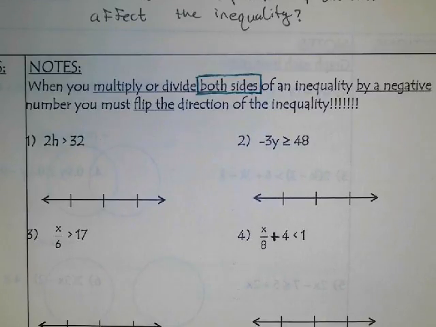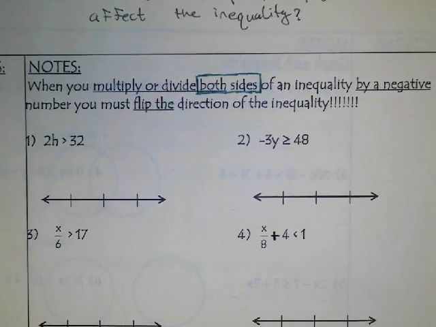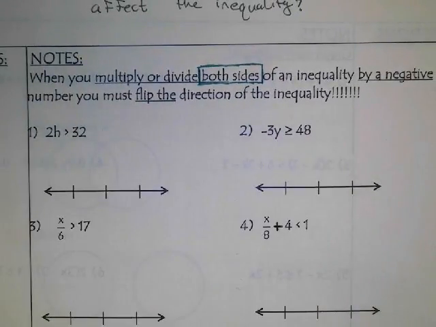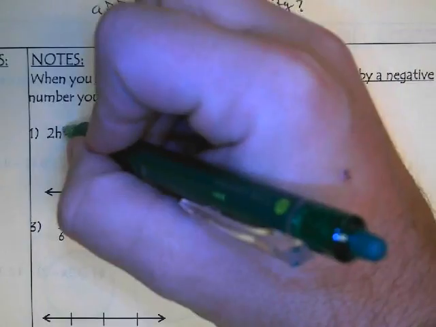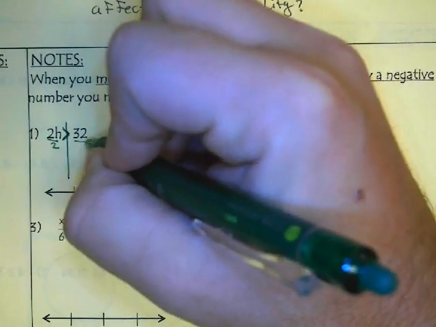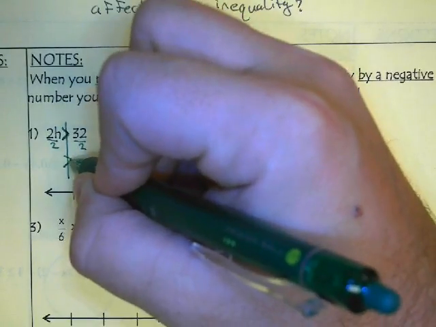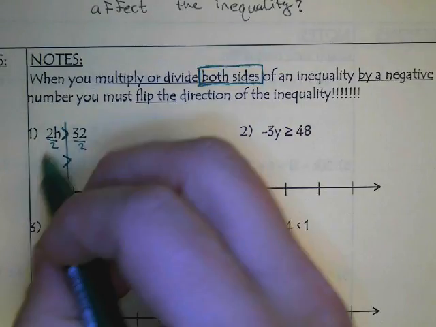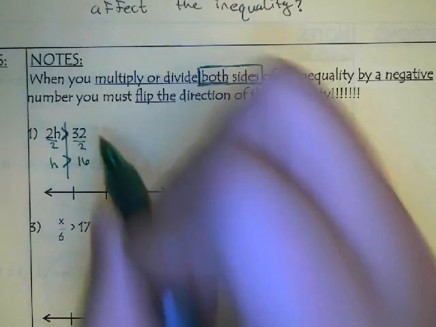For number 1, if we have 2 times h is greater than 32, the most efficient way to solve this would be to just divide both sides by 2. We'll draw our line down. I'll divide by 2. Remember, I bring this inequality symbol, keep it the same, coming straight down. I'm dividing both sides by a positive 2, so I am not flipping the sign. And we have h is greater than 16.